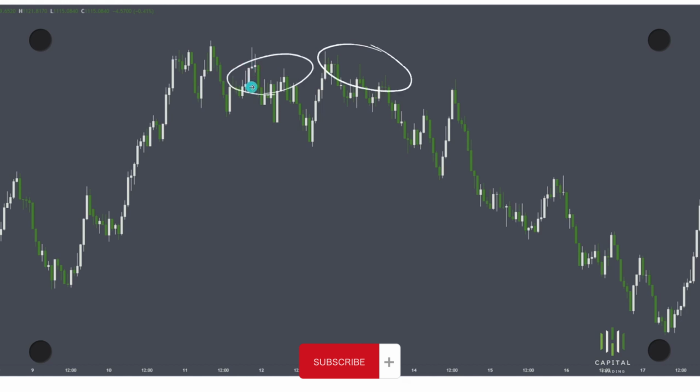And then what price did is, immediately after testing this order block, they went down and then they came back up. They found resistance on the propulsion block here, and then they continued on the downside, right? So that's what happened here.